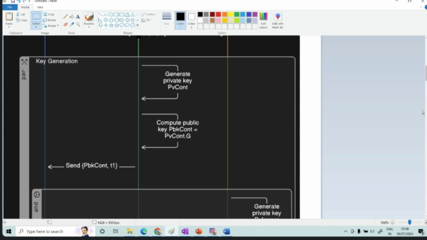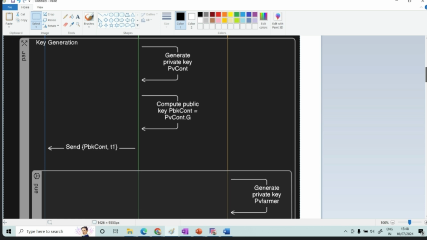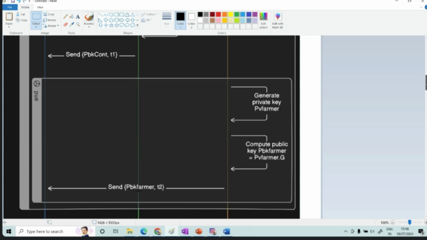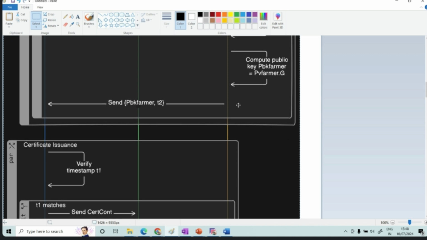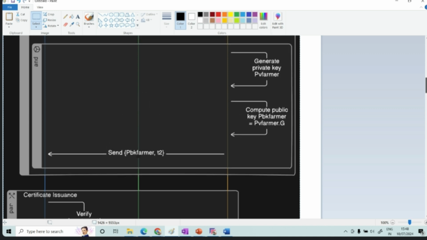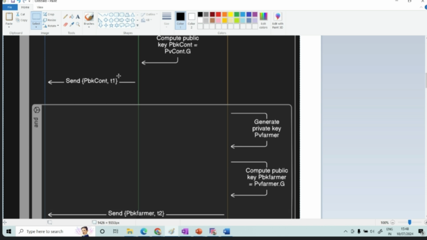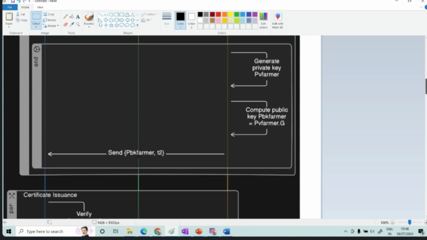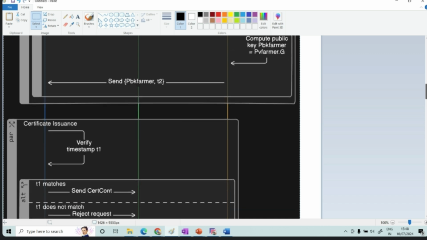Then there is the key generation phase. The controller first generates the private key, then computes its public key. In a similar way, the farmer also generates a private key and computes its public key. Then, after computation, the controller sends its public key and timestamp t1 to the certification authority to get a certificate, and in the same way the public key of the farmer and timestamp t2 are sent to the certification authority to get the certificate.